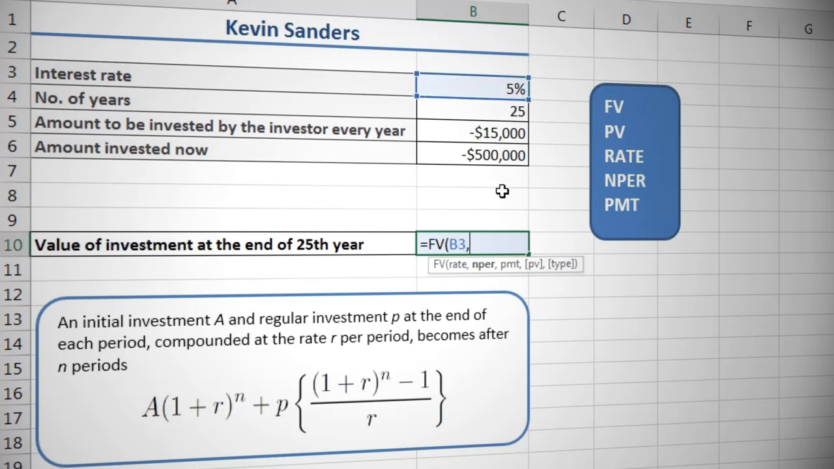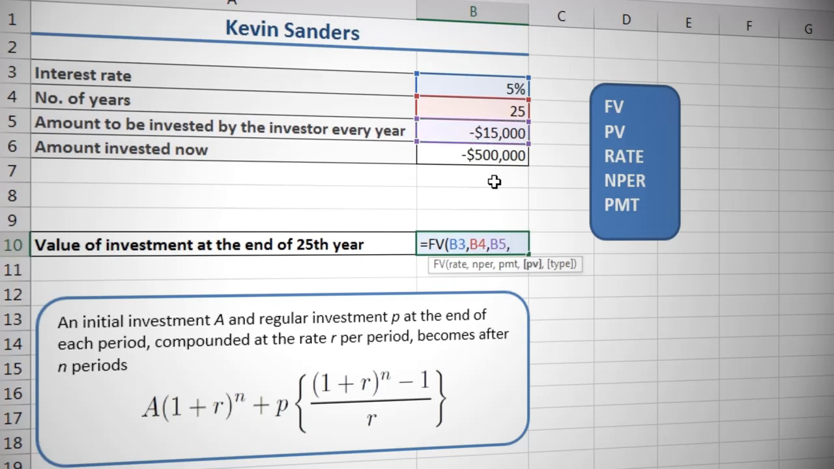Then type a comma. The next thing it wants is the number of repayment periods, and that is our 25. It then wants to know how much we're going to invest annually, which is our payment amount. So that's our $15,000, which we put a minus in front of. So you don't actually have to have an initial investment. It's optional.